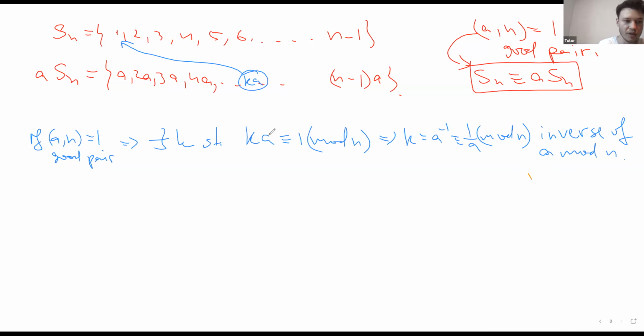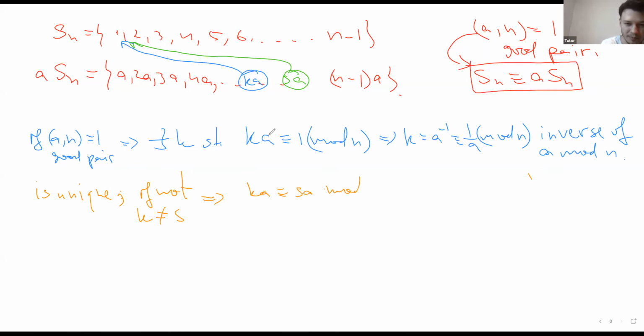Is unique. So why is it unique? It is unique because, well, let's suppose that it wasn't unique. Then what if there was also some SA, same story, that also went into 1? Because if it is not unique, then I could pick K different from S, and then I would get that KA is congruent with SA mod n.